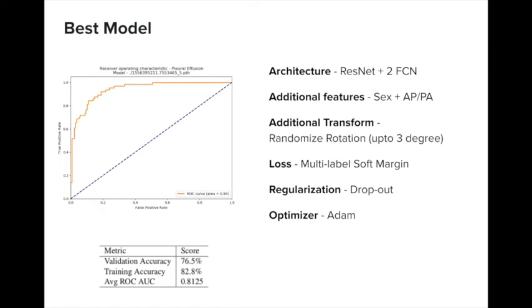The best model we found was the one which included ResNet and two fully connected layers. We added additional features, and the additional transform added was randomized rotation up to 3 degrees. The loss used was multi-label soft margin. Now this we believe is much more relevant than the other losses because it takes into consideration the multi-label nature. Regularization was dropout and Adam optimizer was used.